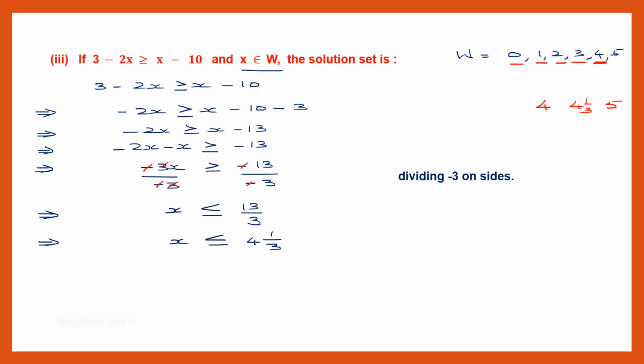So what is my solution set? My solution set will be all these numbers that I have underlined in red, that is 0, 1, 2, 3 and 4, because 4 is also less than 4 1 by 3, and that is option C. So my answer here is option C.